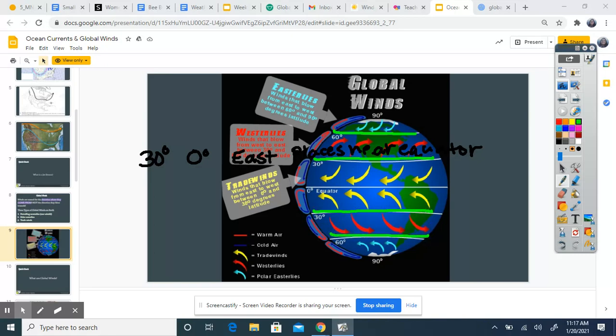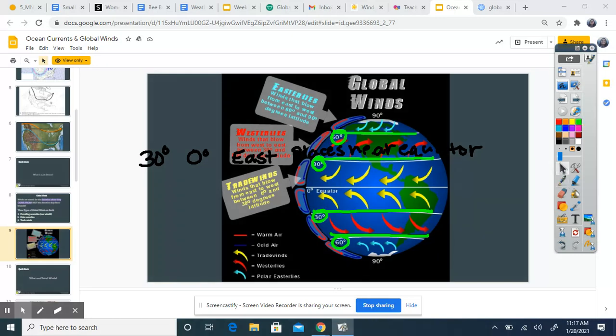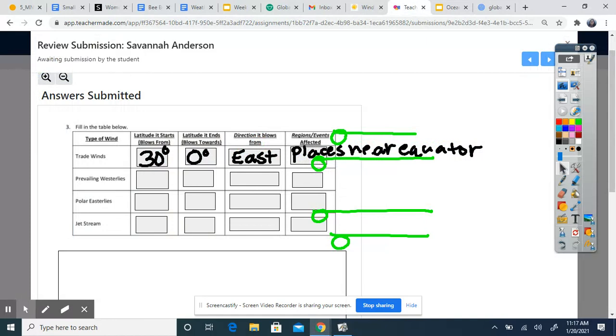So you can see that these are blowing from west to east because they're westerlies. So they are starting at 30 and ending at 60. So starting at 30 degrees, ending at 60 degrees. They're blowing from the west because they are westerlies.